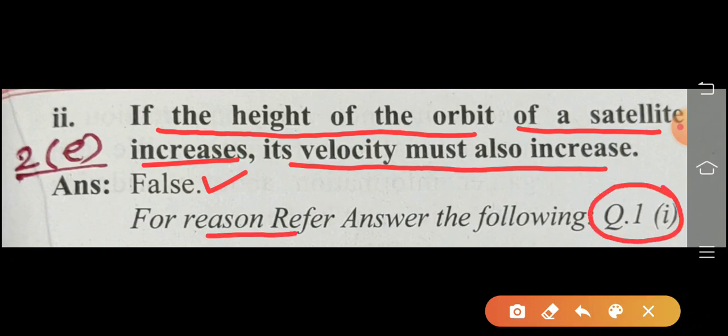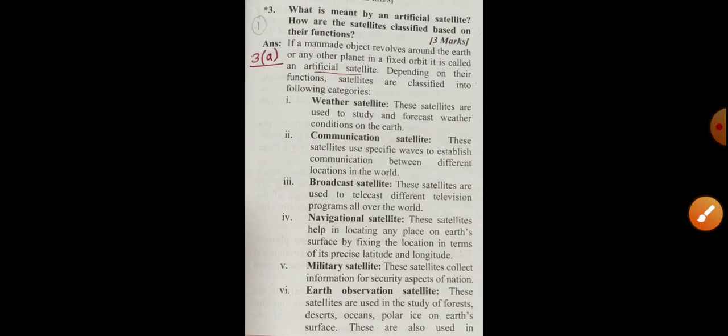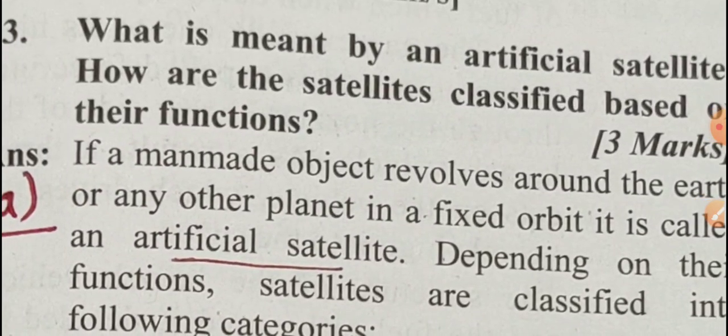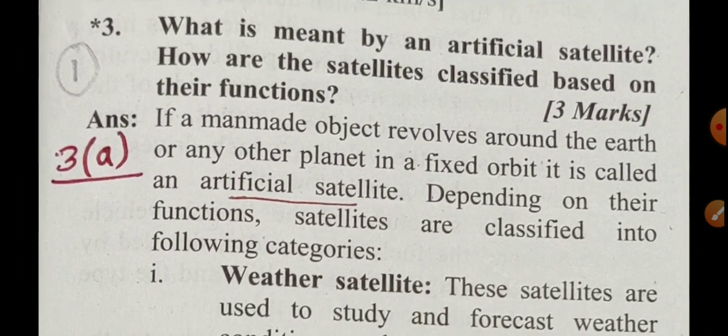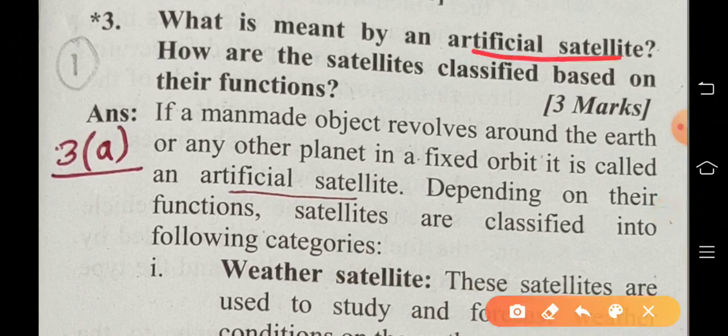Along with that explanation, you confirm your answer. Next question is given here. Question number 3. Answer the following questions. A option is given. What is meant by artificial satellite? If you are writing the answer, you are getting 1 mark for your answer.